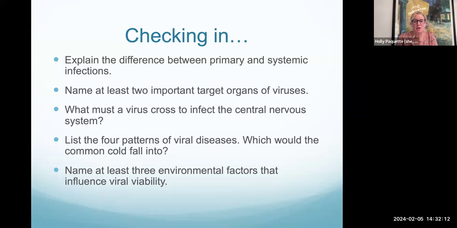And then the last question is, name at least 3 environmental factors that influence viral viability. That would include humidity, temperature, pH, and whether it's enveloped or non-enveloped. Oh, also whether or not it's present in waste, human or animal waste, and in water.